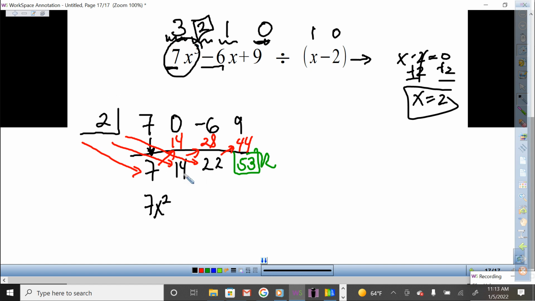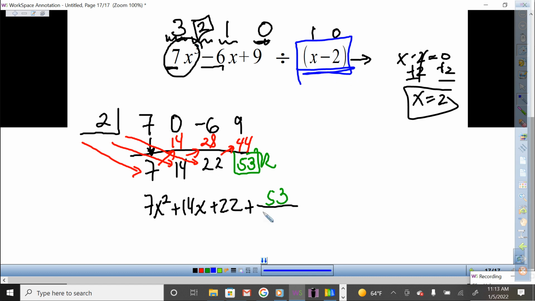And if this is in standard form, that means this is a what? 14x. That means this one is just a constant without a variable. Then at the end you add your remainder as a fraction. What was it? 53 over x minus 2.